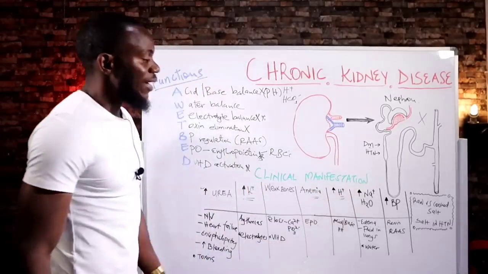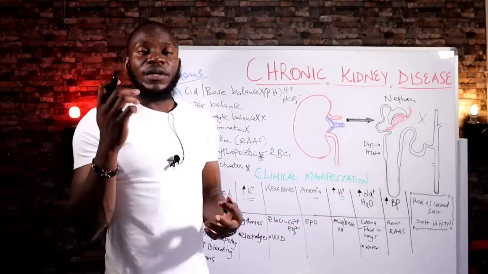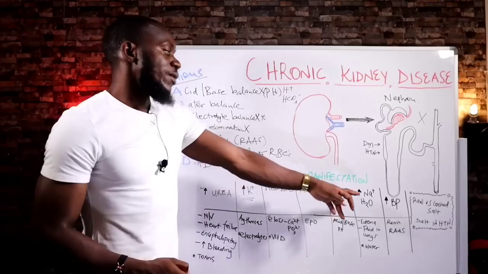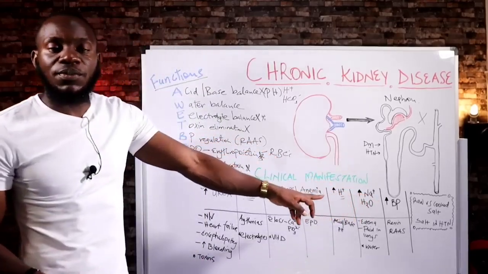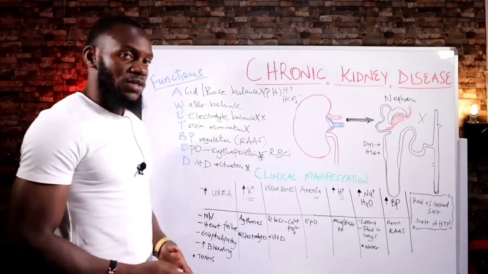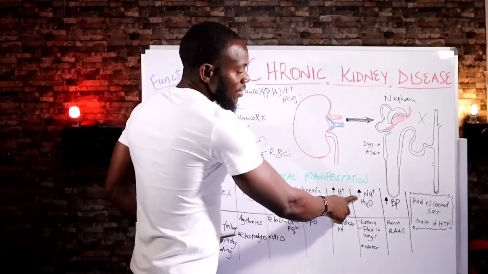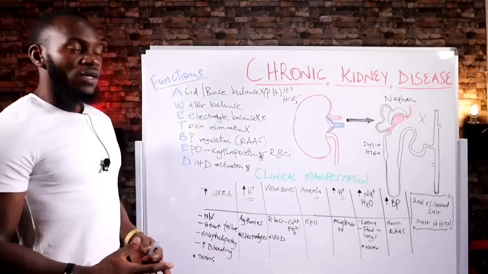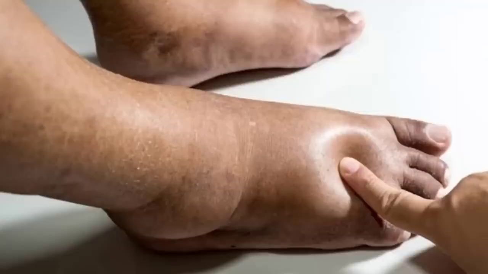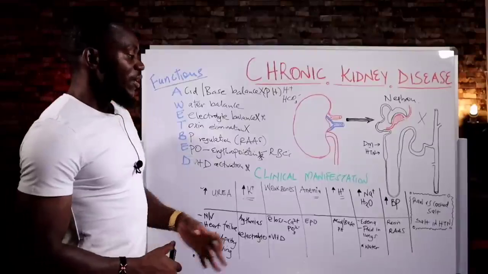Now, the next one has to be an increase in sodium and water. An increase in sodium and water means you cannot excrete water, you cannot excrete sodium ions. Sodium is basically salt, and salt is sodium chloride. So sodium is part of salt. This means you cannot excrete salt, and if you cannot excrete salt, then you cannot excrete water. And what happens? Edema. That's why people who have kidney problems experience swollen feet and a round, swollen face, as a result of retention of water.